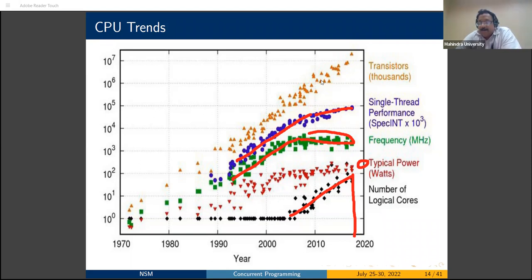That means if frequency is increased from 1 gigahertz to 2 gigahertz, the power consumed by that processor is increased by 8 times, because power is directly proportional to F cube. That is the problem.